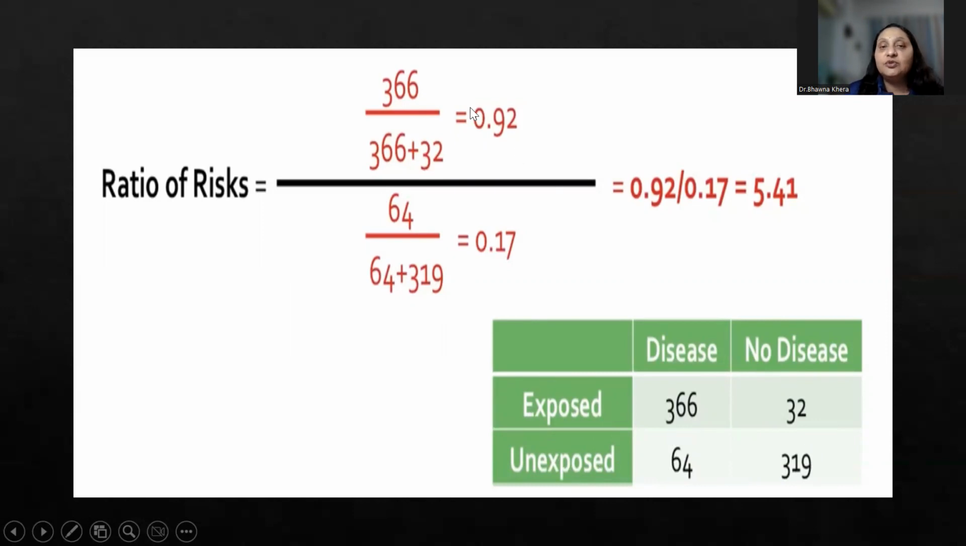If you solve this, it comes out to be 0.92. If you solve this, it comes out to be 0.17. If you divide this, then it is 5.41. So the relative risk is 5.41. That means the risk factor which we are testing increases the risk of disease 5.41 times.